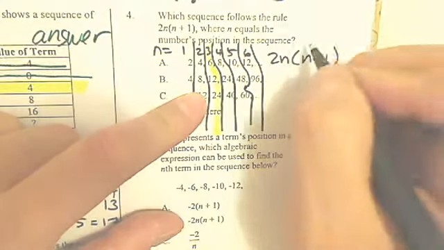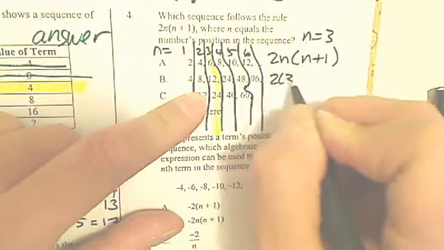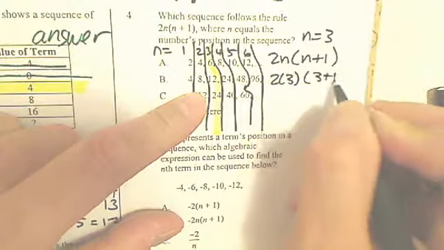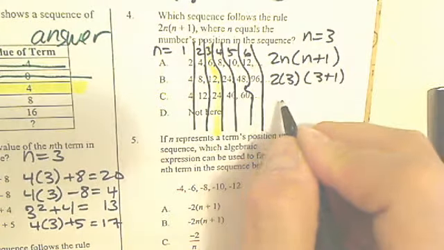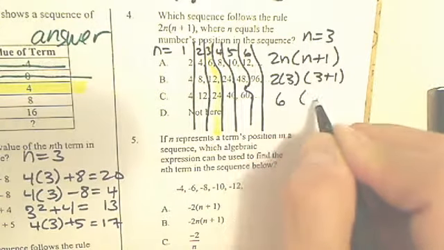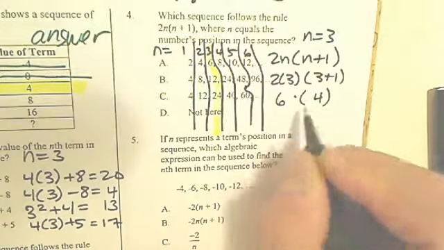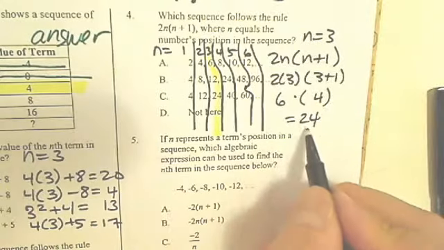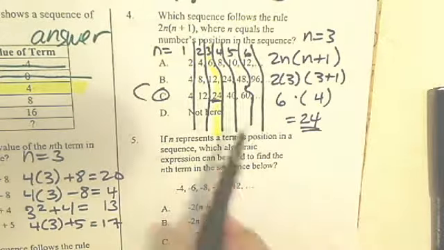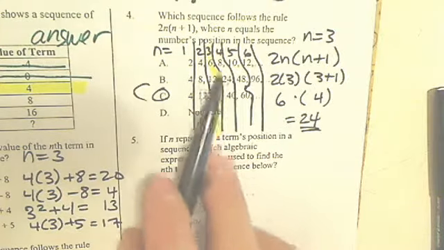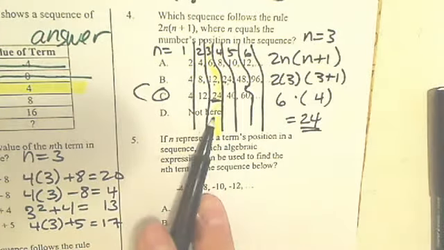What am I putting in for n? 3. 2 times 3, 3 plus 1. I'm going to stop right there. Any questions on how I got the equation? 2 times 3? 6. 3 plus 1? 6 times 4? 24. Look right here. 24. C. Be careful. Don't put B. Yeah, I see you see 24 here, but it's in the wrong column.